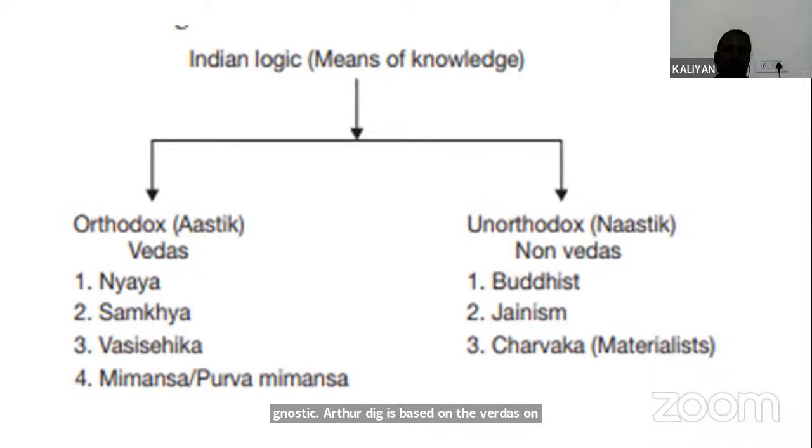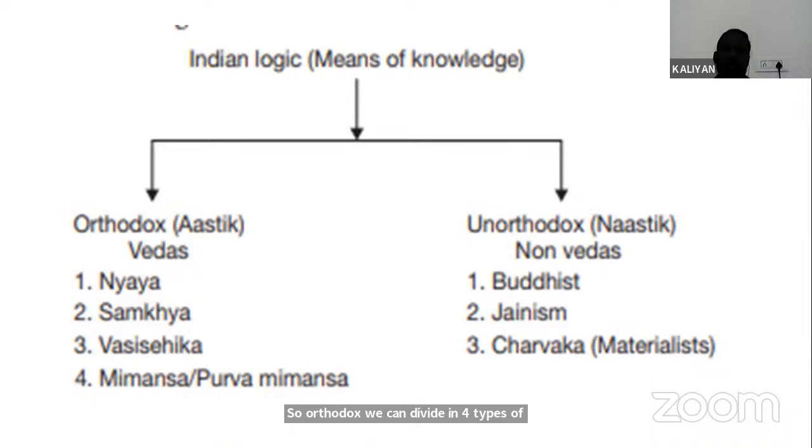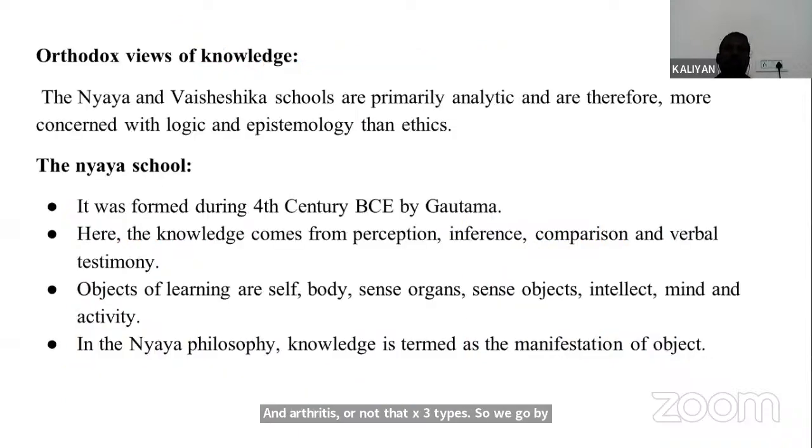Orthodox we can divide into four types of knowledge: Nyaya, Samkhya, Vaisheshika, and Mimamsa, or Purva Mimamsa. And unorthodox is Buddhist, Jainism, and Charvaka, which is based on the materialistic view. So these are the Indian logic systems, two types, orthodox and unorthodox, with orthodox having four types and unorthodox three types. So we go one by one. First, the orthodox view of knowledge.